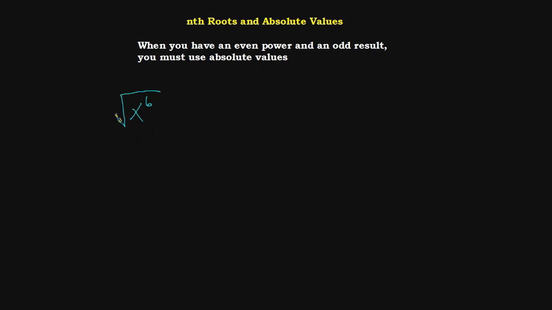Here's an example. Here is x raised to the power of 6. That's an even power, and we're taking a square root. One might think that the way we could simplify this is, since it's a square root, x to the 6 is the same as x cubed times x cubed. So if I take the square root of that, I would expect to get x cubed. There are other ways, but in general, the square root of x to the 6 should be x cubed.